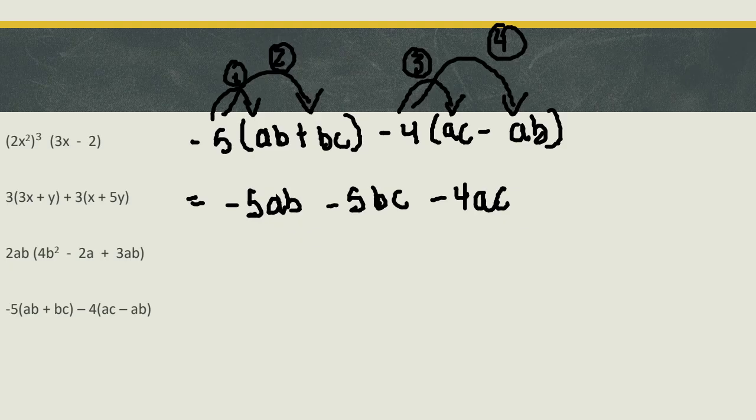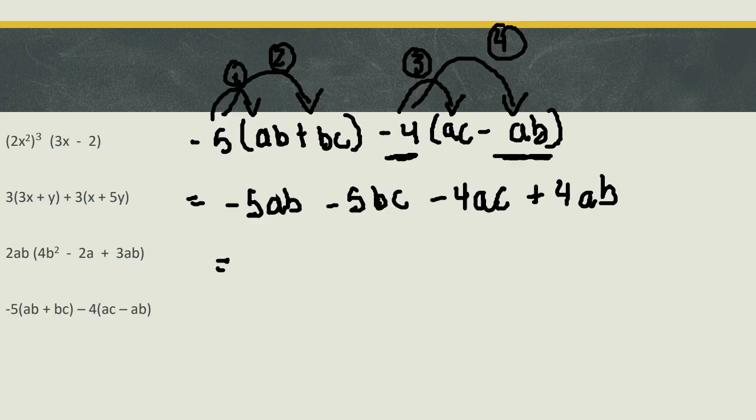I hope you know where that came from. This negative 4 times this negative AB becomes a positive 4, then an A, and then a B. So can I simplify any further? I have an AB, a BC, an AC, and an AB. Well, these two are at least the same. The other two are not.